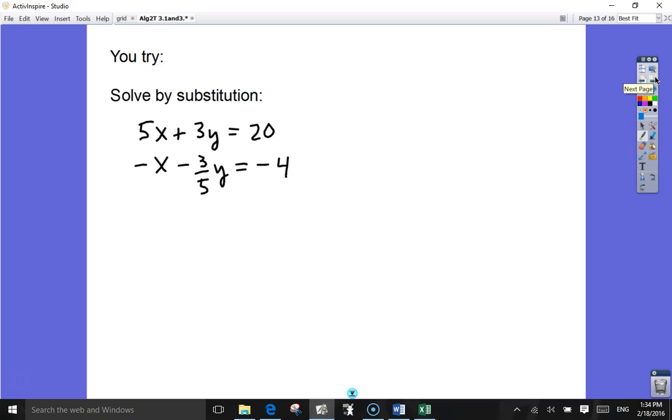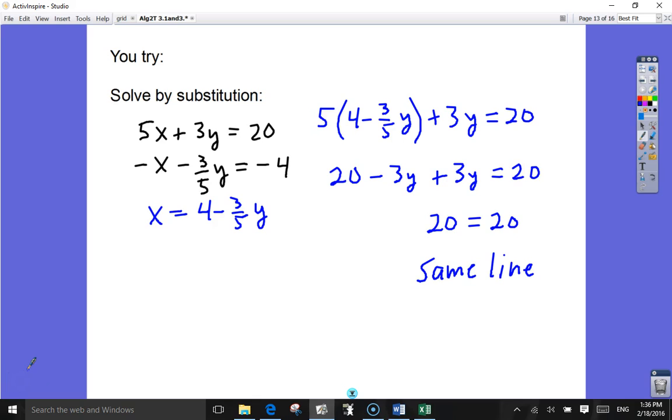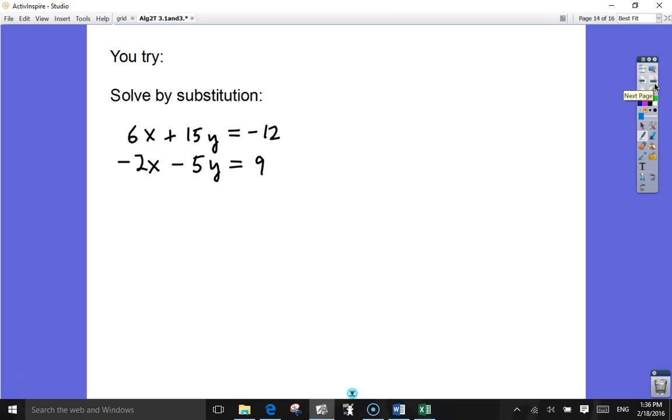So try that one. That one's going to be one of the two, right? Either it's going to be no solution or it's going to be same line. Same line, right? If you solve this one for x, and you plug in here, and then simplify, 20 equals 20, same line. Okay, one more, and then we're done. Try that one.